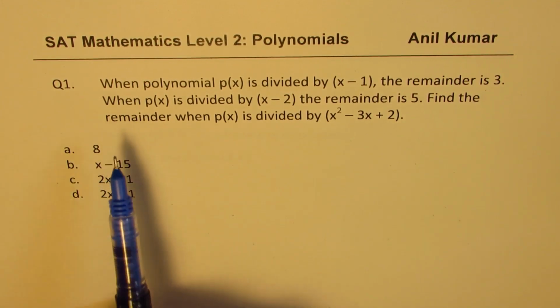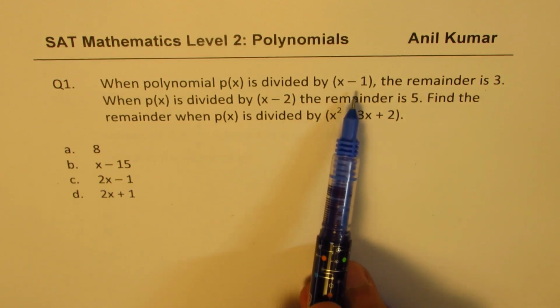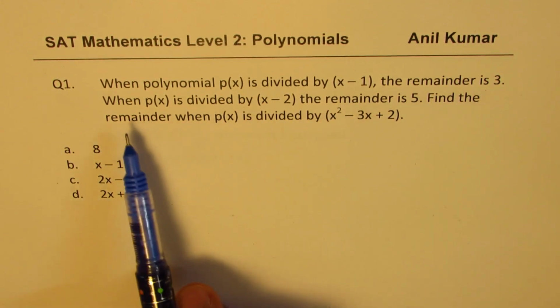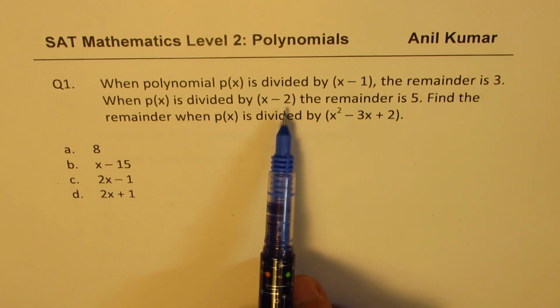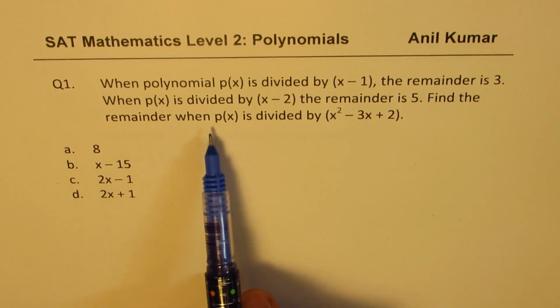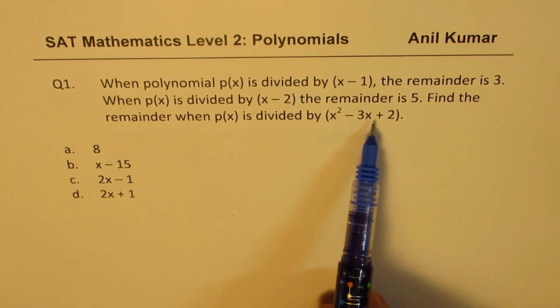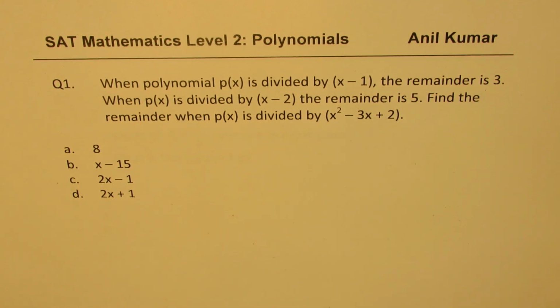Question number 1 here is, when polynomial p of x is divided by x minus 1, the remainder is 3. When p of x is divided by x minus 2, the remainder is 5. Find the remainder when p of x is divided by x squared minus 3x plus 2. And you are given 4 options, right? Now, how do we do such kind of a question? Let's try to think about it.